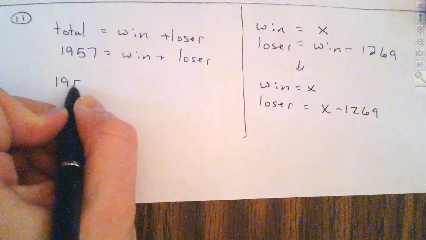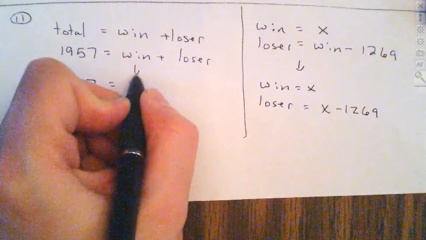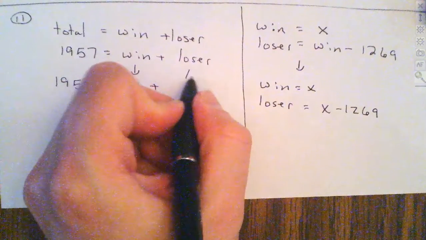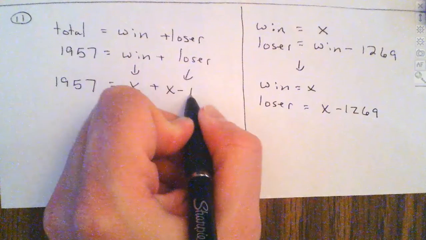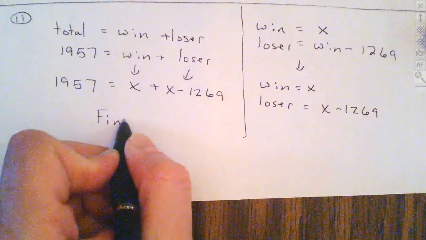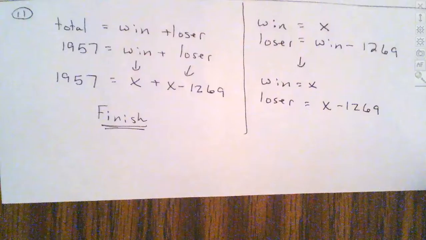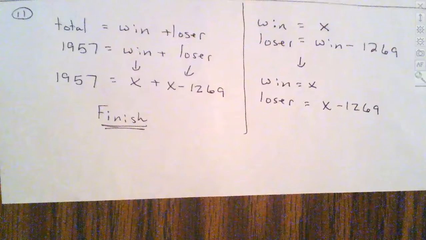So we've got 1957. That's going to be your winners, which is number of winning votes, which is X, plus the loser with the fewer votes, which is then X minus 1,269. And then you can finish it from there. And I want you to work it out, find both the number of votes the winner received, and the number of votes the losing candidate received. And again, they should give you now that 1957. So solve for X, but find both the winning votes and the losing votes.